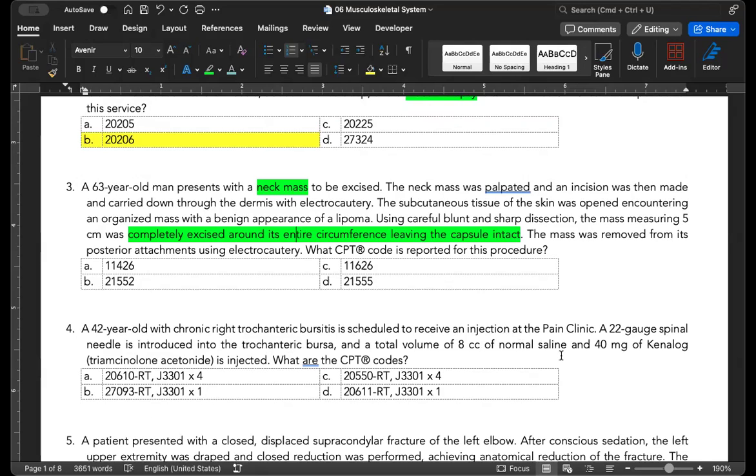And then what was the measurement of that excision or the max that we excised? Because we know our 555 is less than 3 centimeters and 552 is 3 centimeters or greater. So yeah, we had a mass measuring 5 centimeters. So that's going to give us 21552. Okay. Makes sense. Any questions on that one?